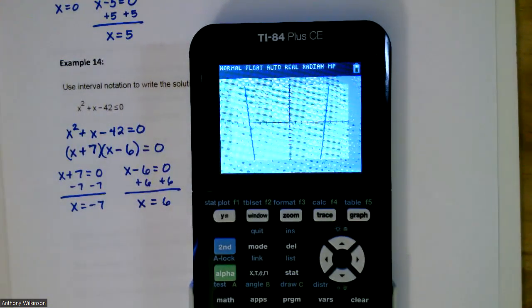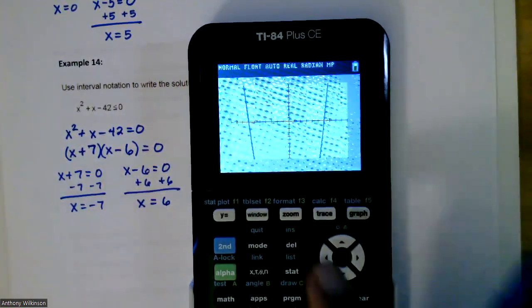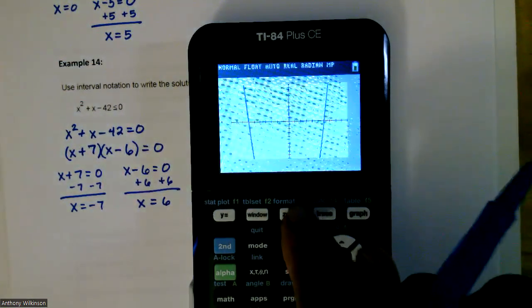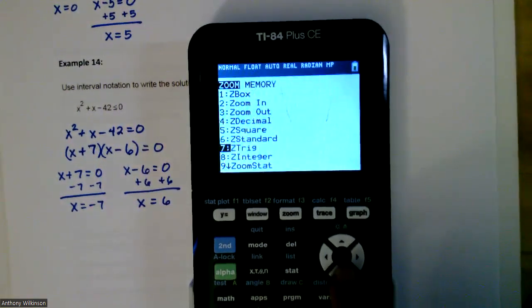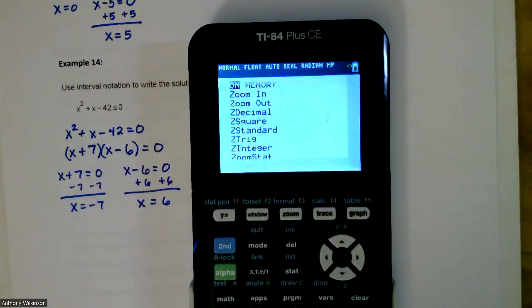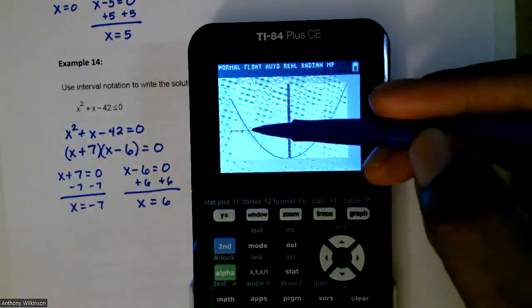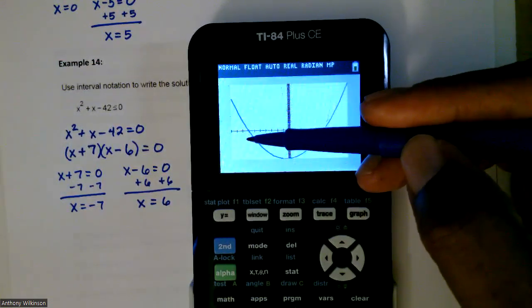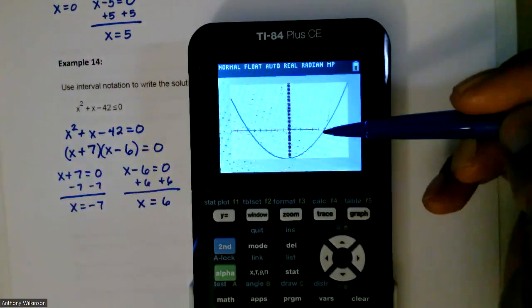And it's got to be less than or equal to 0. That means that the part of the graph has to be below the x-axis. And let me see if I can do this. If I do zoom fit, so you can see it a little bit better. Might not be the best, but it is what it is. But pretty much you can see here, less than means it's below the x-axis. This part right here is below the x-axis.